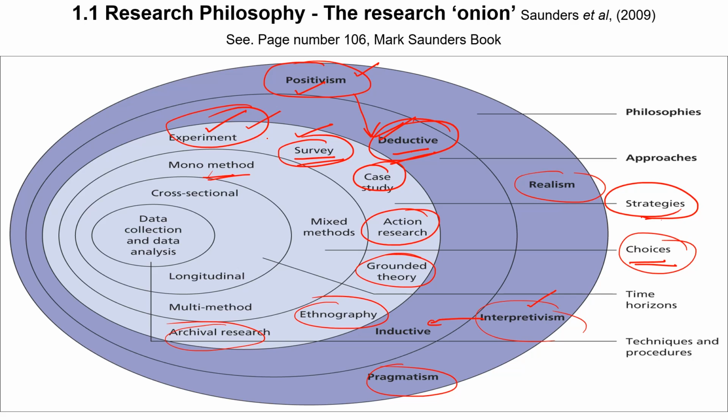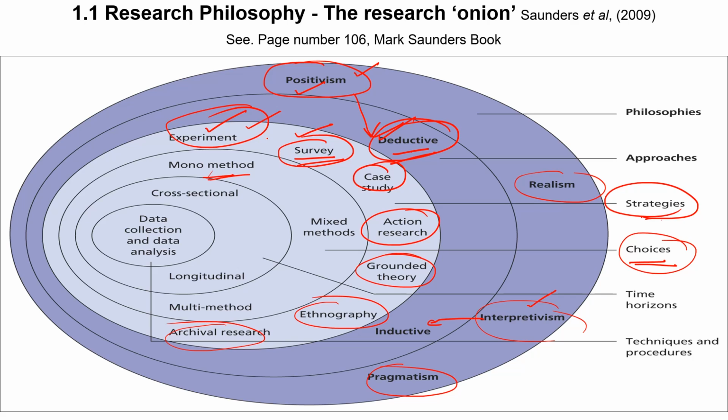Then what is the multi method? Multi method means inside the quantitative, if we are going to apply two methods, or inside the qualitative I am also using action research and grounded theory, then it is called multi method. It means inside one technique you are applying two or three methods. That is the multi method. Mixed method means both qualitative and quantitative approaches are going to be taken.